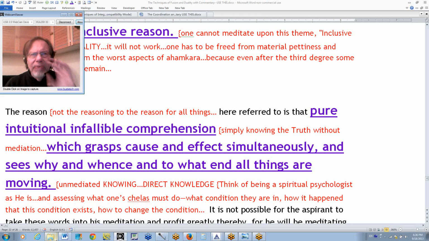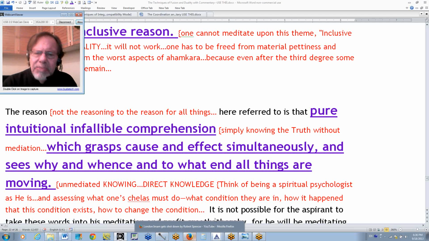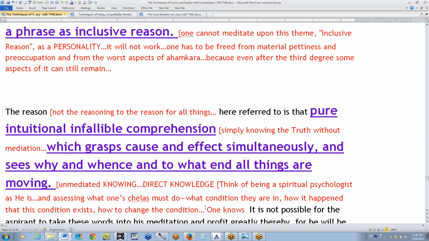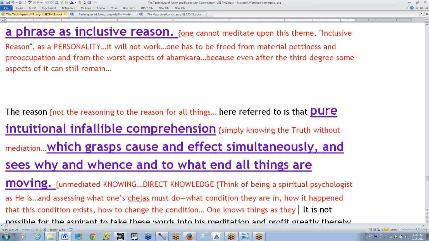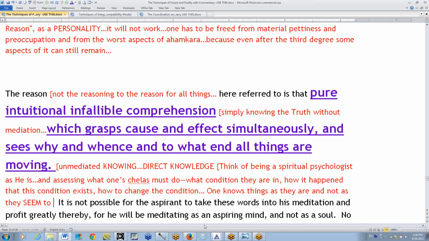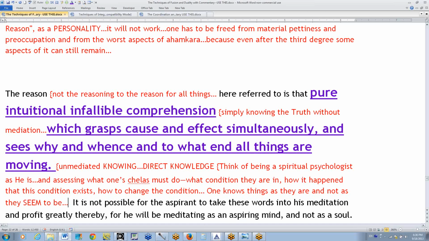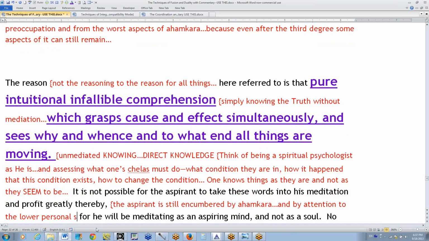One knows directly the state one's chela is in, or a group of human beings, or a civilization. One simply knows things as they are and not as they seem to be. It is not possible for the aspirant to take these words into his meditation and profit greatly thereby. See, the aspirant is still encumbered by ahamkara and by attention to the lower personal self.